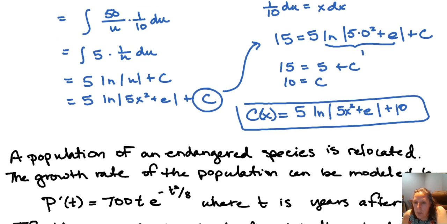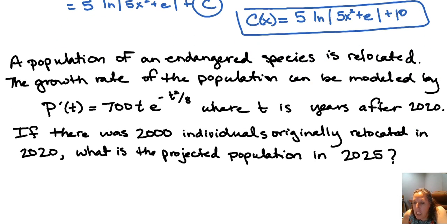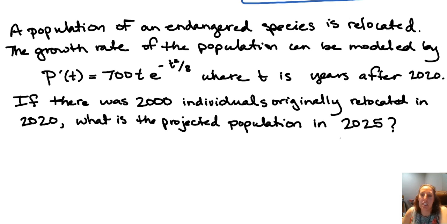All right, let's look at another example. We have a population of endangered species is relocated. The growth rate of the population after it's relocated can be modeled by p prime of t equals 700t e to the negative t squared over 8, where t is years after 2020. So if there was originally 2,000 individuals relocated in 2020, what is the projected population in 2025?